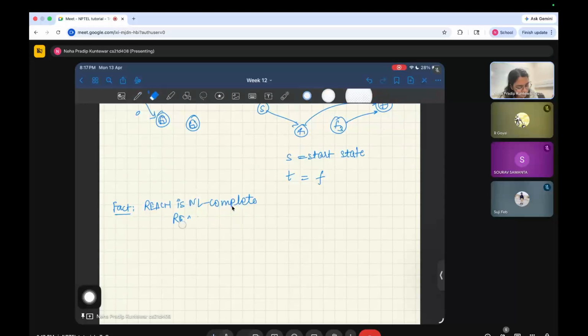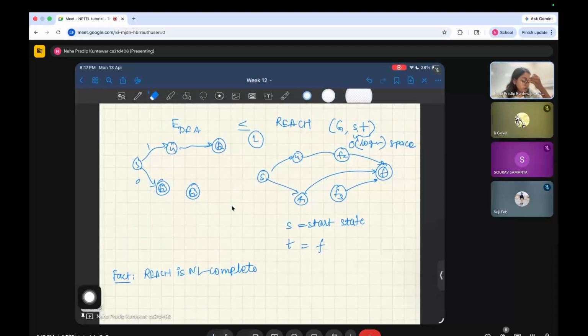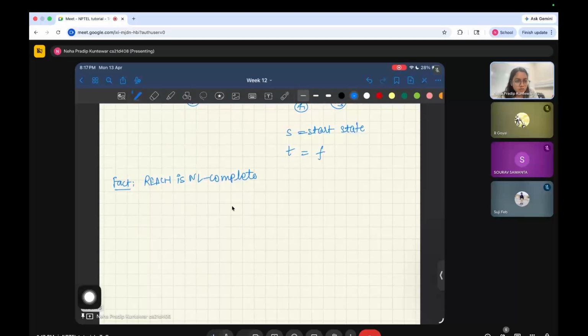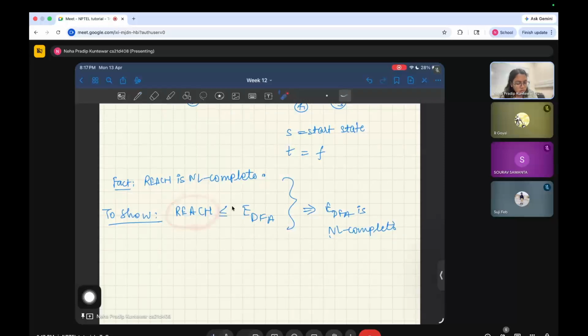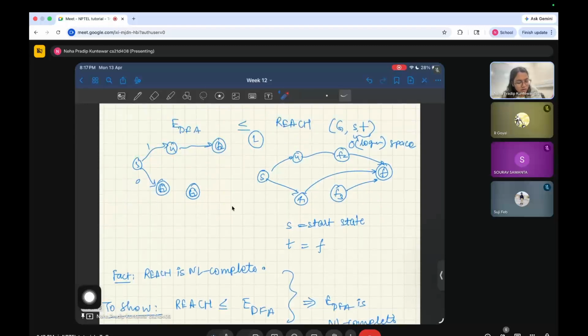NL complete. So, sorry, we did it the other way around. This reduction was not correct. You need to show that REACH reduces to EDFA. If you could show this, then together this would imply that EDFA is NL complete. Right, so you take the hard problem and reduce it to the problem that you want to show is NL complete. So what will you do? You want to actually show the other way around.